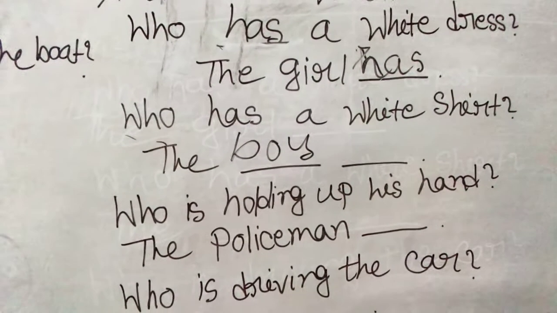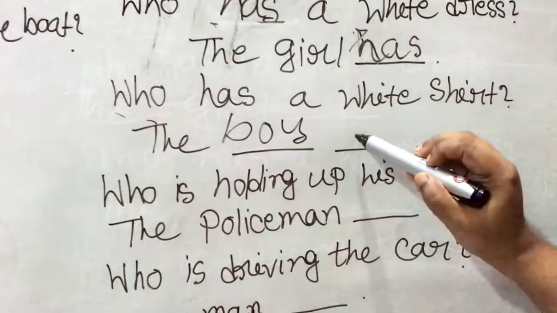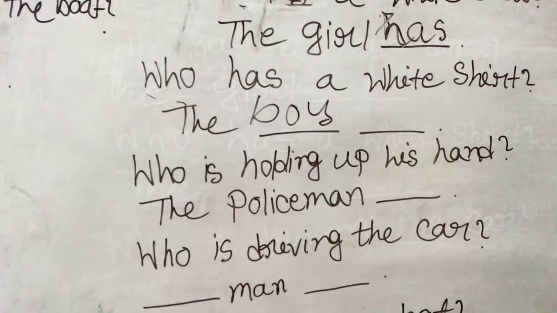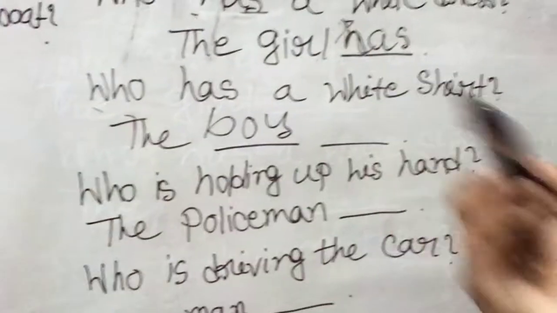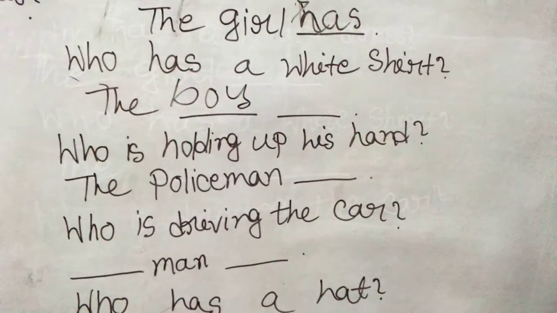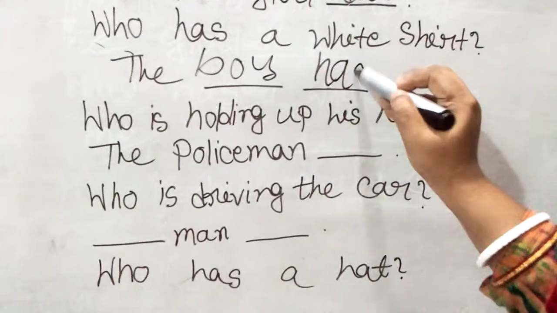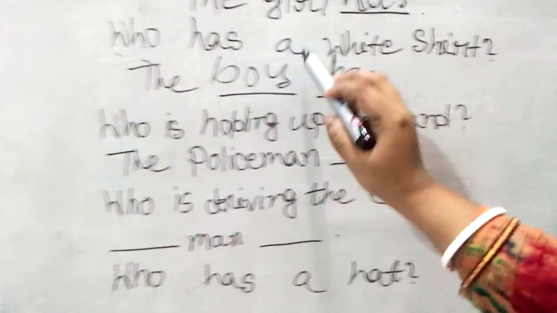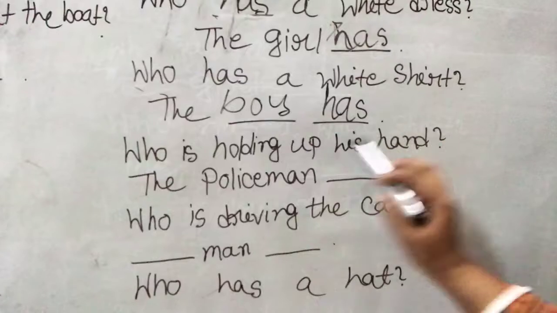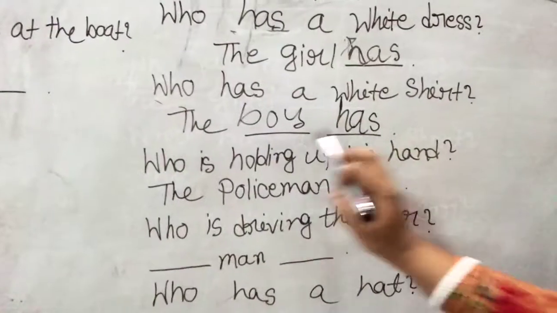I already told you earlier that whatever auxiliary verb is given in your question, that would be the same in your answer. So here the auxiliary verb has would be the same in the exam. After the boy, we need to mention has. The boy has. Who has a white shirt? The boy has. Please write it down.